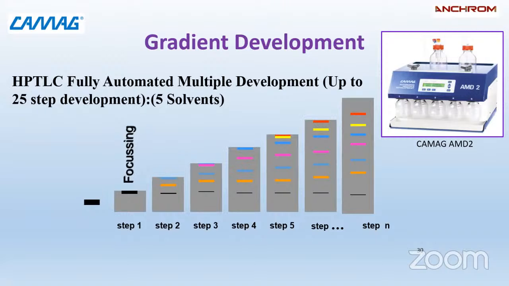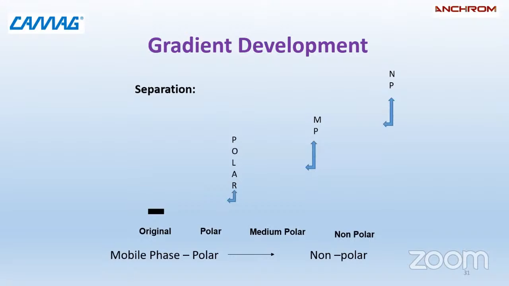Once you give the program in the software, it will automatically mix the solvents out of these bottles, and then the plate is run up to the desired distance in that particular mobile phase. So this is how you can set the gradient.